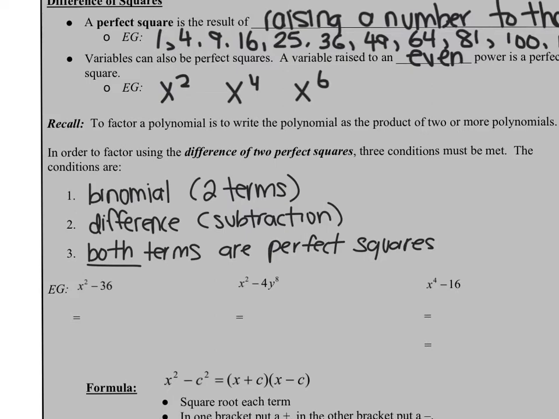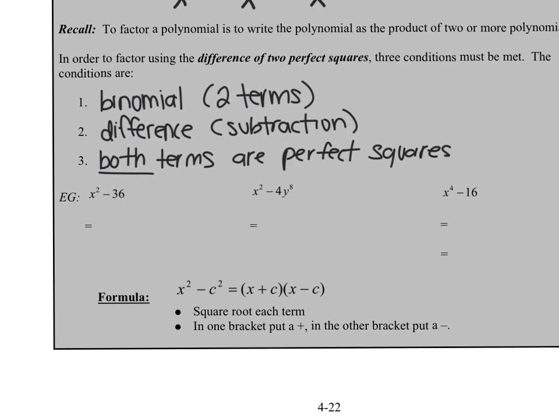So let's try to factor a few of these. Okay, I have x squared minus 36. X squared is a perfect square, 36 is a perfect square. So I'm going to do a little side note here. The square root of x squared is x. The square root of 36 is 6. So now I set up my brackets. One will have addition, one will have subtraction. And the numbers are just the numbers I got when I square rooted.